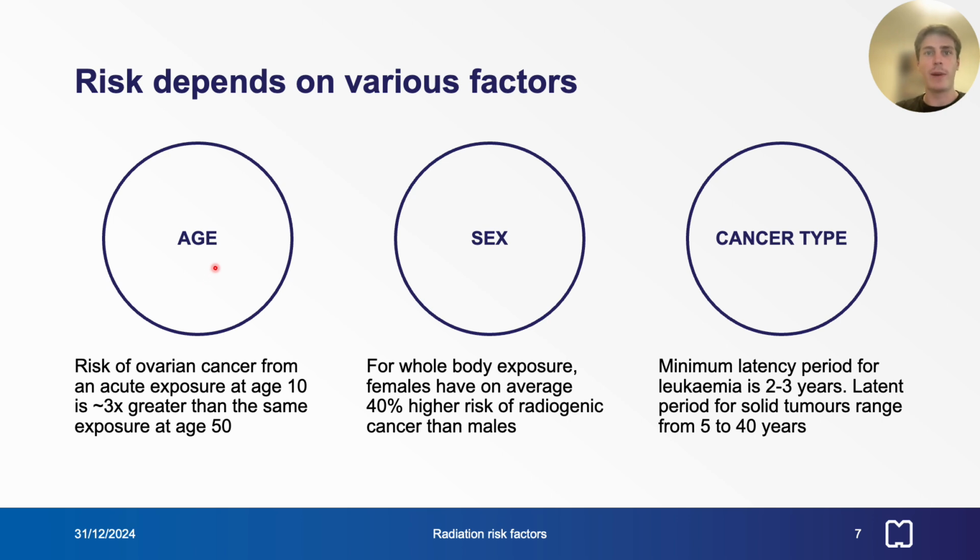Radiation-induced risks depend on various factors, such as age, sex, and cancer type. For example, the risk of ovarian cancer from an acute exposure at age 10 is about 3 times greater than the same exposure at age 50. For a whole body exposure, females have an average 40% higher risk of radiogenic cancer than males. Finally, the minimum latency period for leukemia is 2 to 3 years, whereas the latency period for solid tumor ranges from 5 to 40 years, having implications on risk.